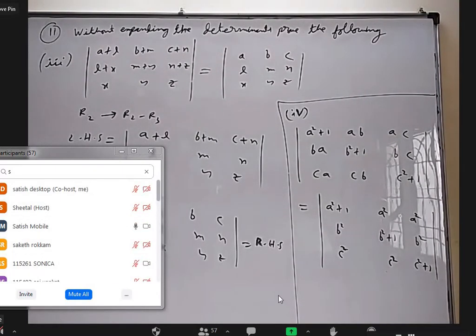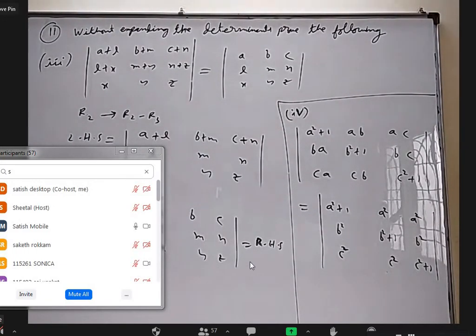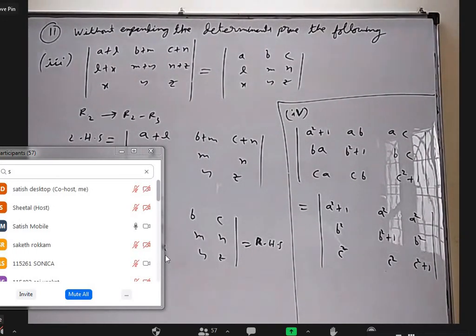Okay, fourth bit I gave the idea. Some people might have completed, others try to complete based on the hint. In column 1, you have to take A common, column 2 B common, column 3 C common, and then R1 you have to multiply with A, R2 you have to multiply with B, and R3 you have to multiply with C in the next step.